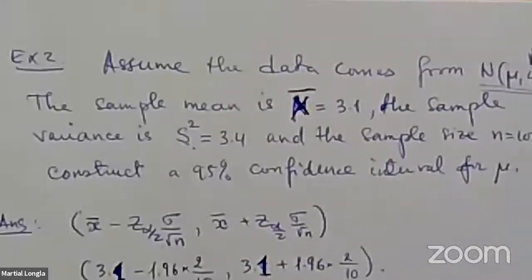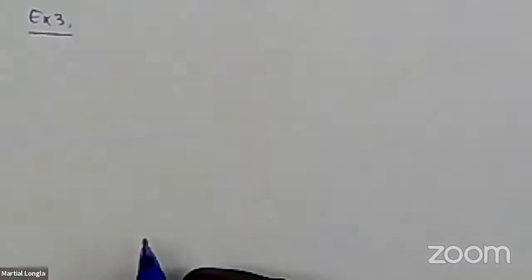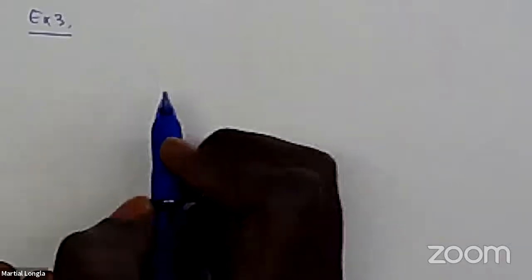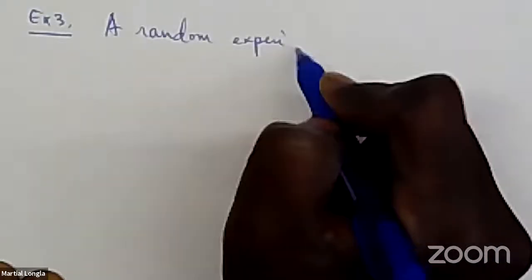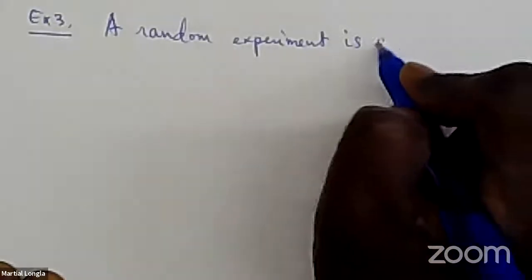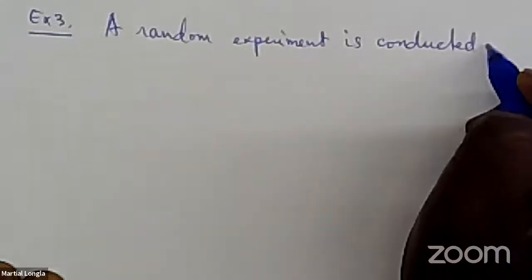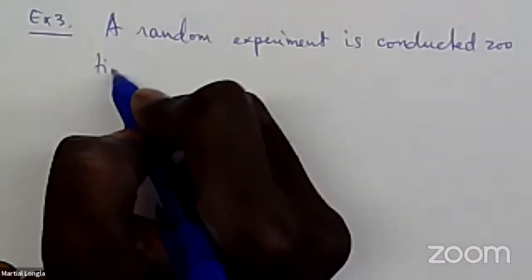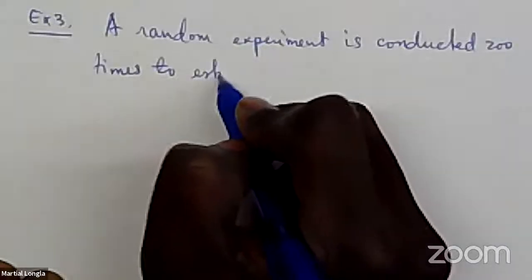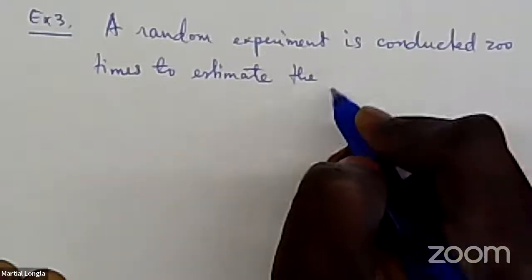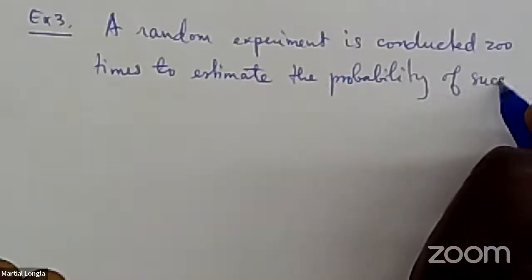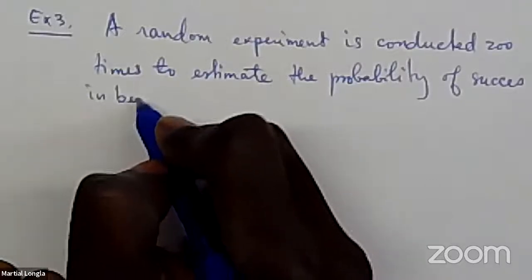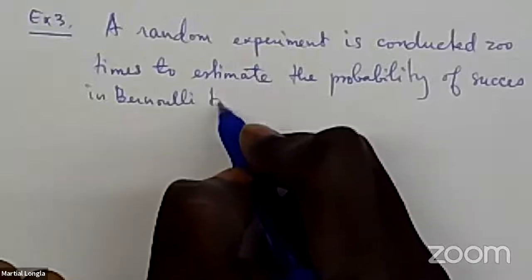Let's say, example of that. A random experiment is conducted 200 times to estimate the probability of success in Bernoulli trials.